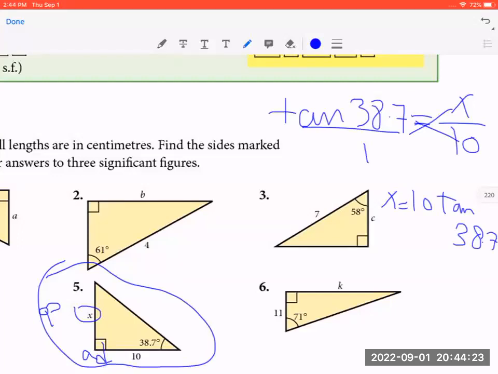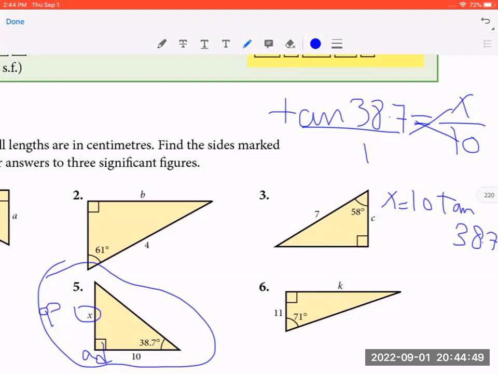Take care. What do you have? And what do you want to find? And which rule are you going to use? Okay. So the answer is 8.01. Yes, that's correct. Please correct it in your book. Okay.